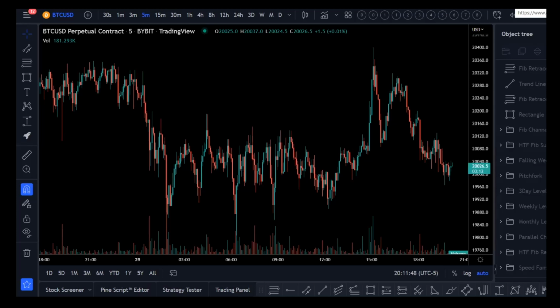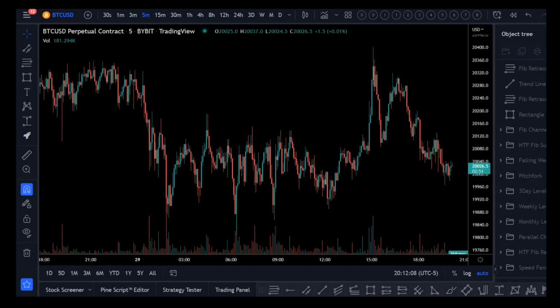Get ready to learn the best TradingView indicator for scalping on the 5-minute time frame. This is such a strong indicator. It can actually anticipate market movements with up to 93.4% precision. In this video, I'm going to show you exactly how to set up the chart on TradingView.